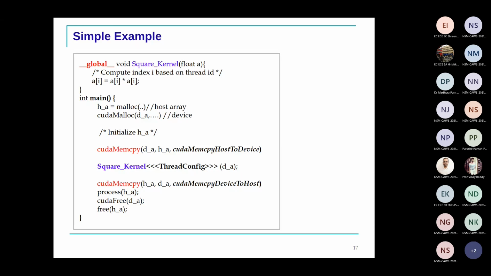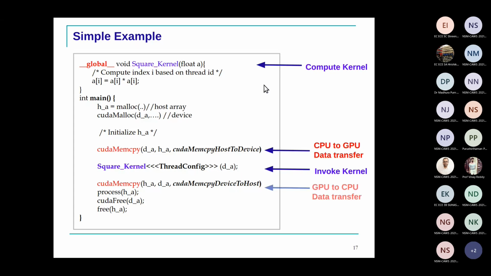So the first step here is the CPU to GPU transfer, and then you invoke the kernel. You have written the kernel, and this is the way in which you invoke it. Here you specify the thread configuration, which specifies the number of threads. I will show you how you specify threads, and then you have the compute kernel. Once the operation has been computed, you transfer the data back from the GPU to the CPU.